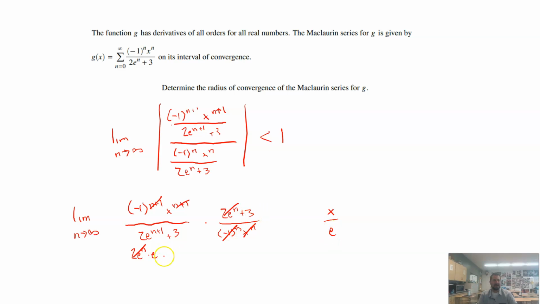The plus 3's aren't going to matter because we're going to infinity. So I have the absolute value of x over e is less than 1, which means the absolute value of x is less than e. So that is my radius of convergence. E is what it is right here. And again, I'm imagining a lot of people would accidentally forget that there would still be an e left on the bottom. So that is my radius of convergence.